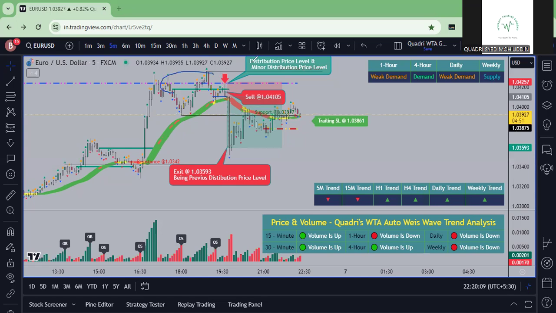We have multiple confluence taking place: distribution price level and minor distribution price level at this particular point. These are the two things which this green shaded area is talking about. And then after this particular bar, I placed my sell order over here at 1.04105 and then waited for the price to go in my favor.